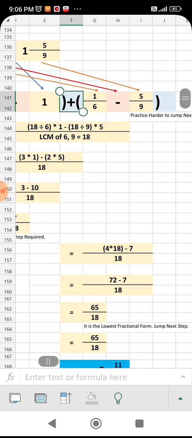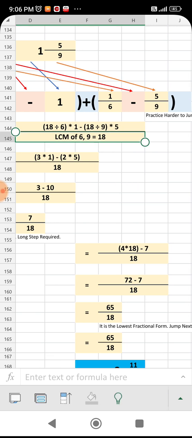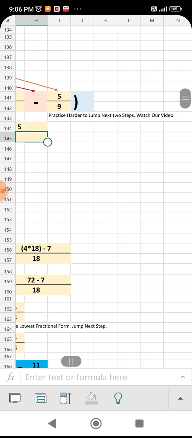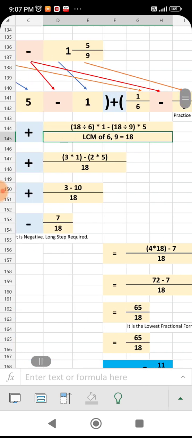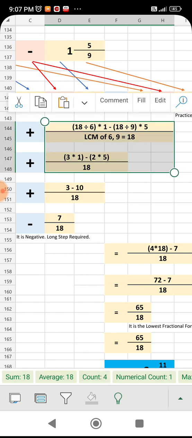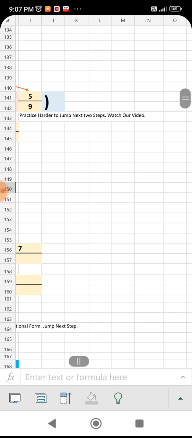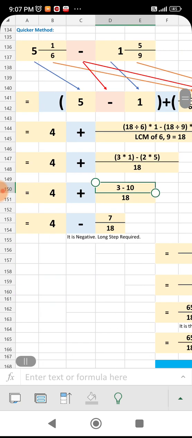Okay, and here you have to calculate the LCM of 18, 6 and 9. It will be 18, and in this way. And you have to practice hard to jump these two steps. And you have to practice directly this number. Okay, for this purpose you can watch our trick video, or if you know this, very good.